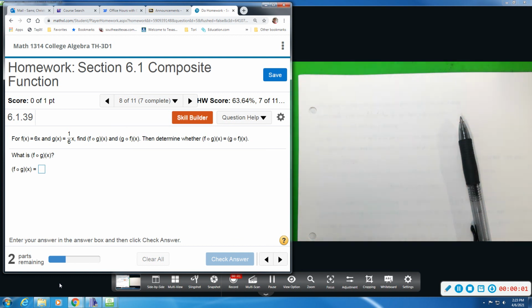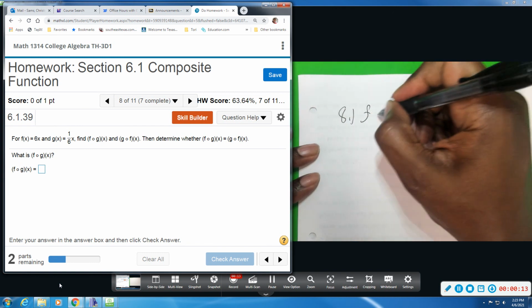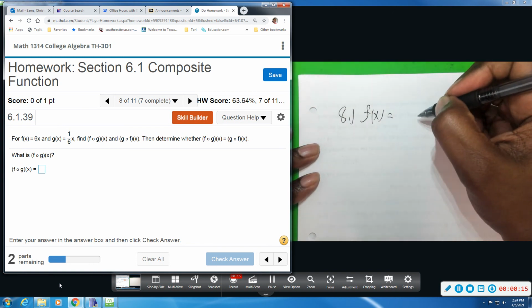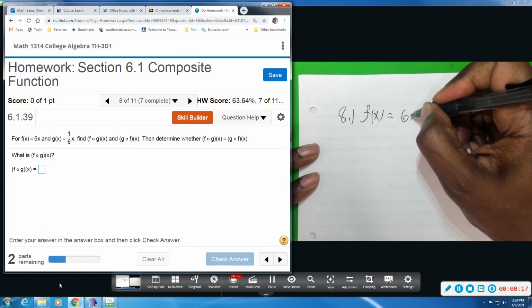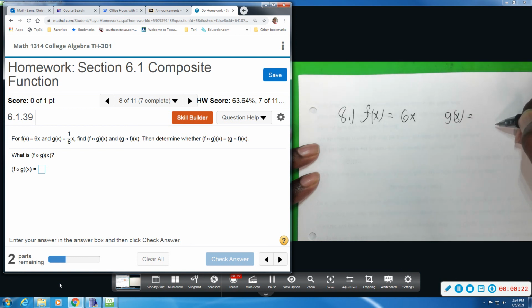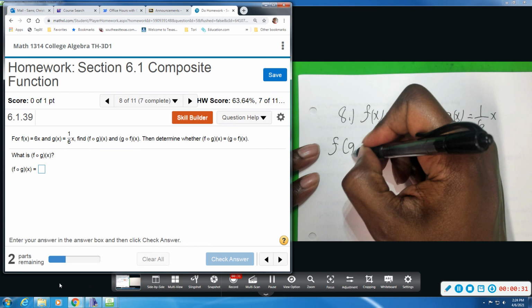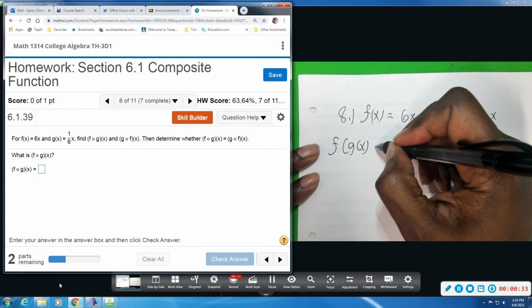All right, number 8. This time we want to find f of g of x and g of f of x and see if they're equal. So for f of x, we are given that that is equal to 6x, and for g of x, we're given that that is equal to 1 over 6 times x. And we're going to find f of g of x first.